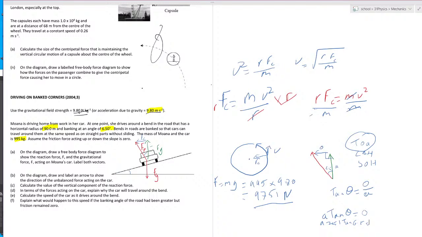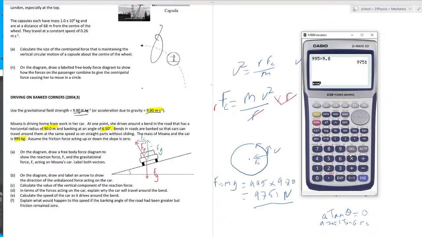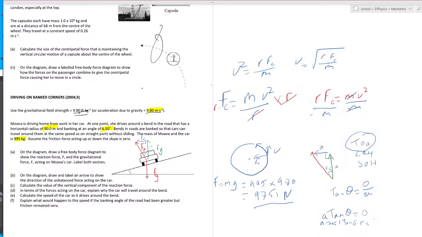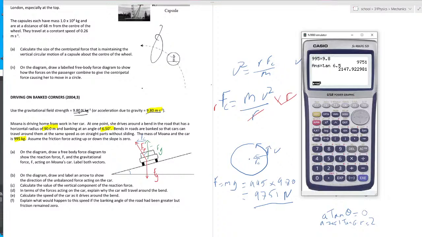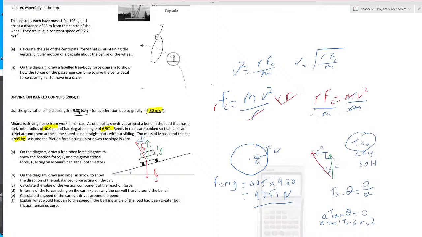Let's get our calculator up. 9751, it's already in there, times the tan of 6.5, enter. For this, make sure that you're in degrees and not radians. That gives 2148, and that's newtons. So we've got our Fc.